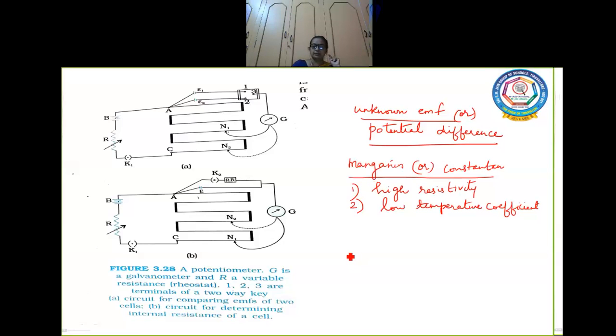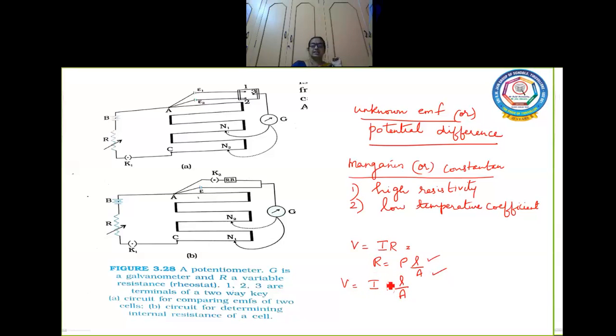So from Ohm's law, what is the formula? V is equal to I into R, and we know the formula for R: R is equal to rho into L by A. Substitute here. So V is equal to I into rho into L by A. So the resistance of a particular material depends on the length and the area of cross section. So you substitute the value of resistance here: rho into L by A, and rho is the resistivity.